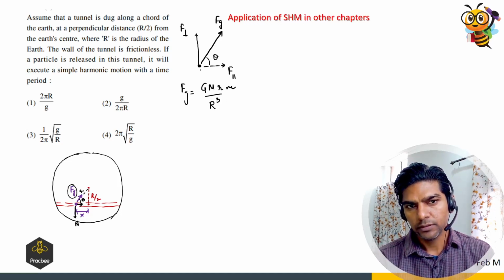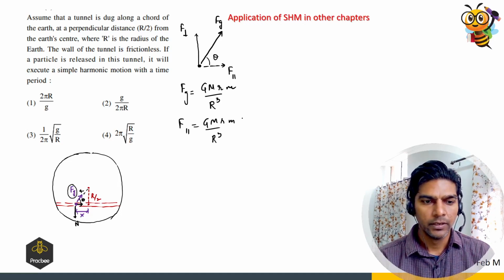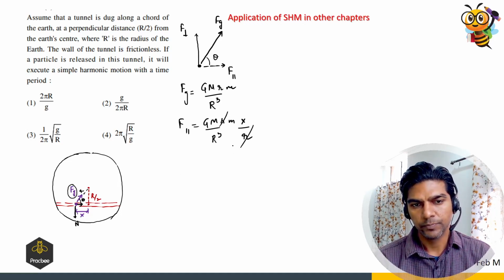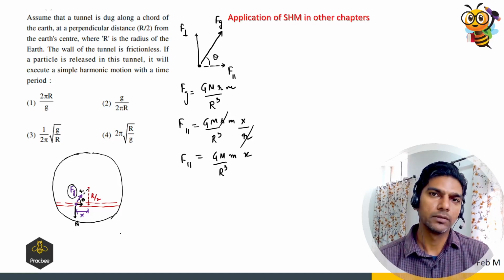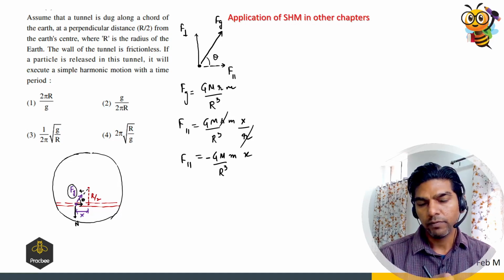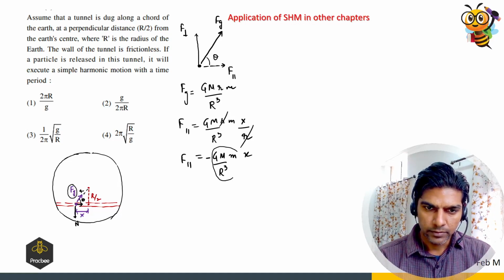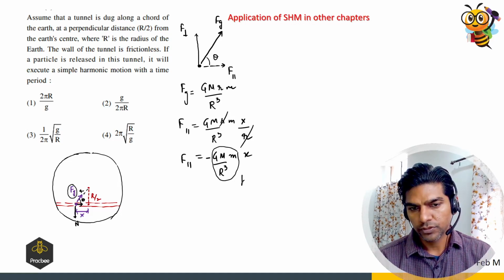What is the component along the tunnel? So F parallel will be GMr upon R cube times m times cos theta, and cos theta will be base upon hypotenuse, and hypotenuse is r, so r will get cancelled out. So this comes out to be GM by R cube times mx. This will be F parallel. So we can put a negative sign here, because if you displace the particle to the left from the center of the chord, it will experience a force in the right direction.